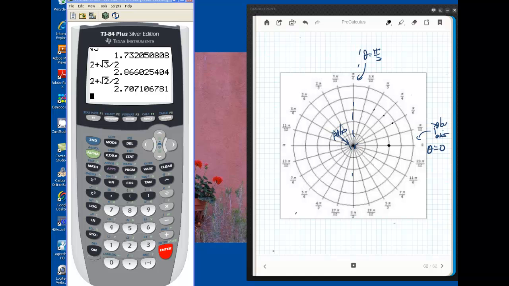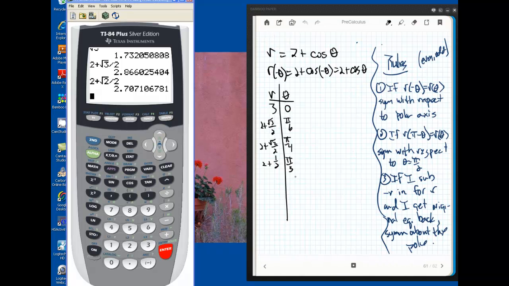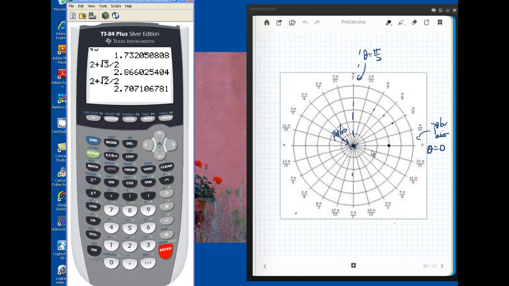Let's look at what I got to next, at pi halves. What's cosine of pi halves? It's 0, right? So this gets me to 2. So that takes me back to 2 over here. 1, 2. That's crazy. Let's have a look-see.